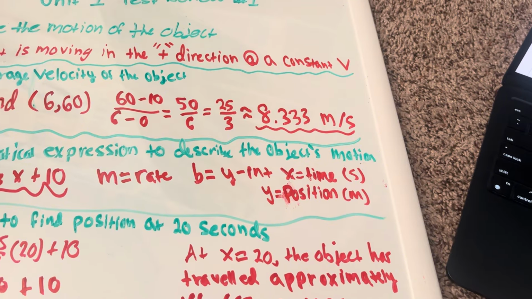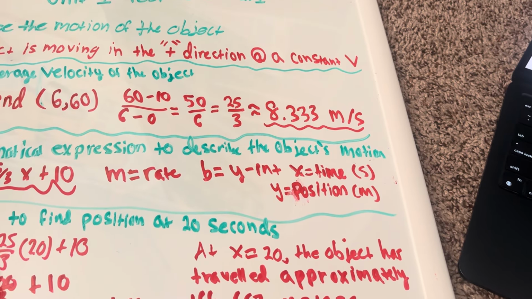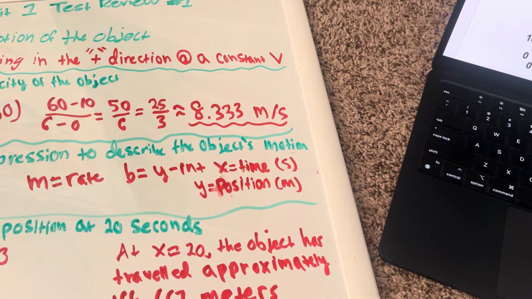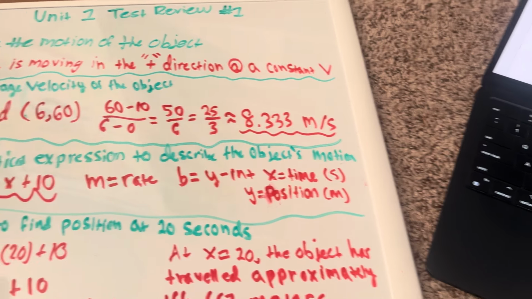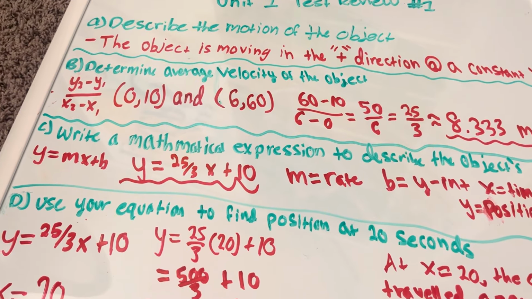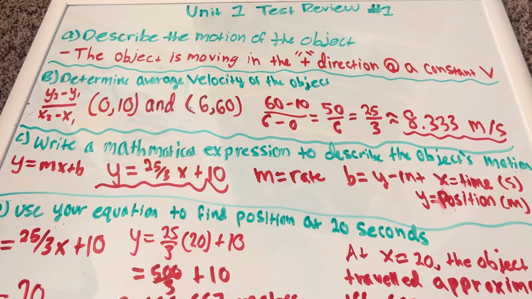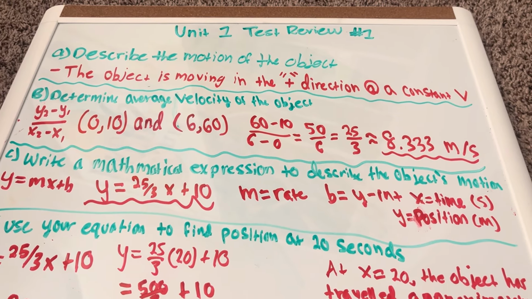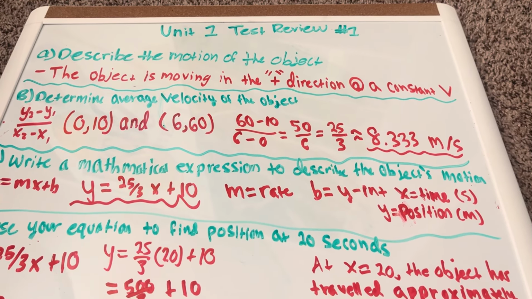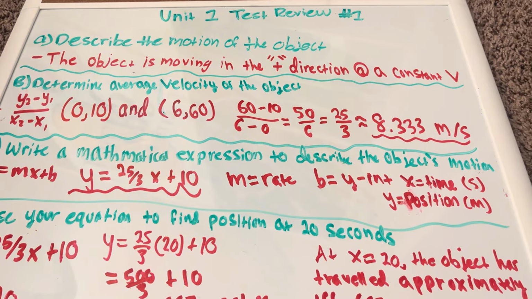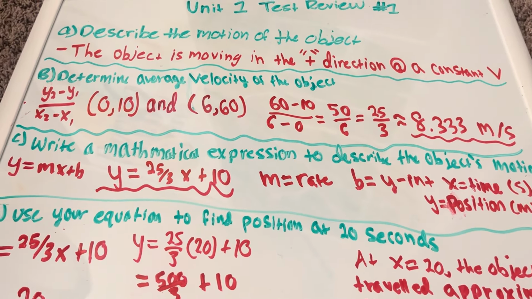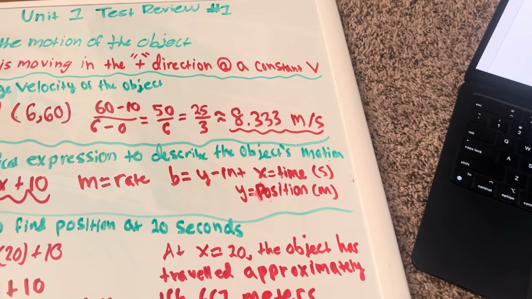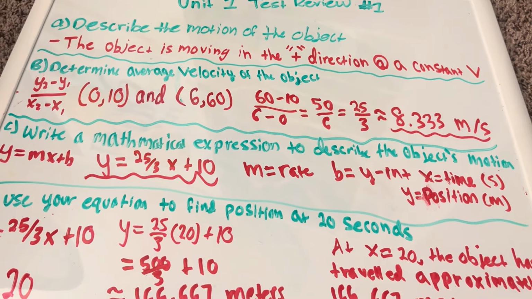So the m is the rate, which we just found in the previous question. The b is the y-intercept, x is time, and y is position. So we only plug in m and b because we want the x and y to apply for the whole entire graph, so we can plug in any x or any time, and then the output would be any position we want. So we're just plugging in m and b. So m is the rate, and we found the rate to be 8.33 meters per second. That is the rate of change of this line.